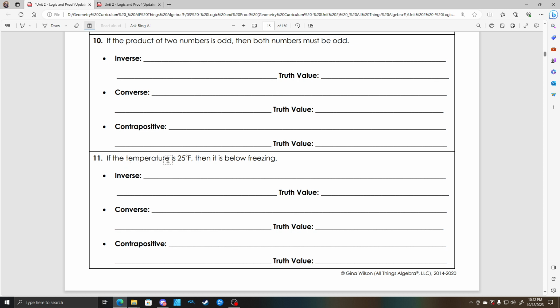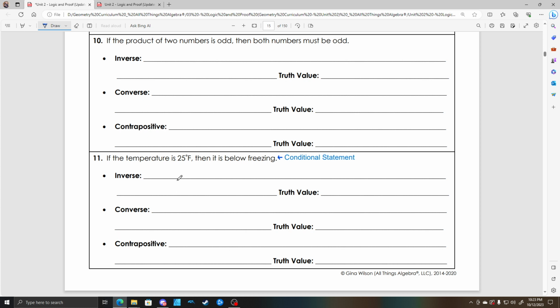So if the temperature is 25 degrees, then it is below freezing. Remember, and this is one thing I just want to point out, this is called our conditional statement. You can almost think of it as the first of the 4 kinds of statements. Now we have 3 more statements: our inverse, our converse, and our contrapositive. So let's go ahead and see if we can figure these out.